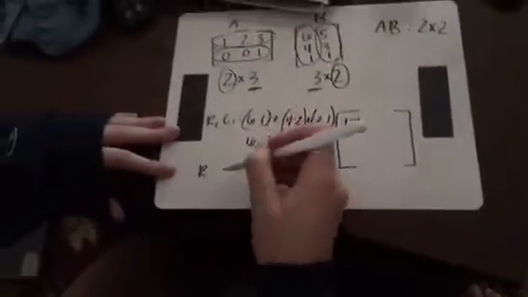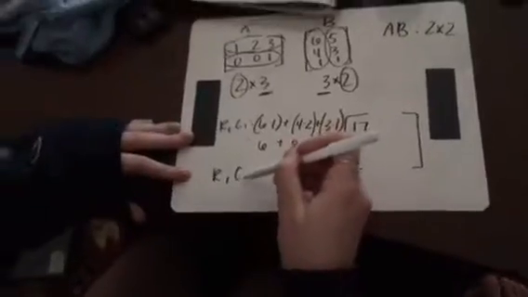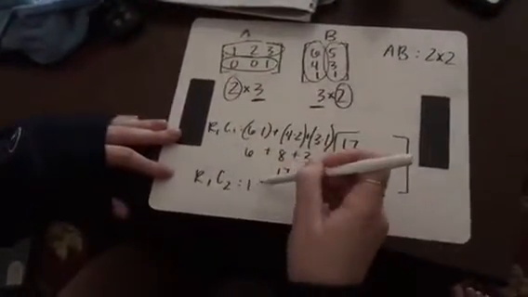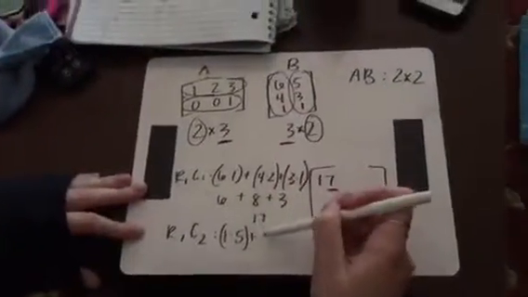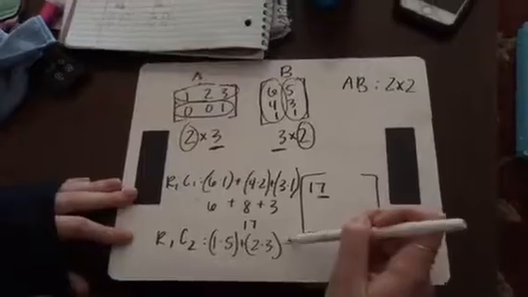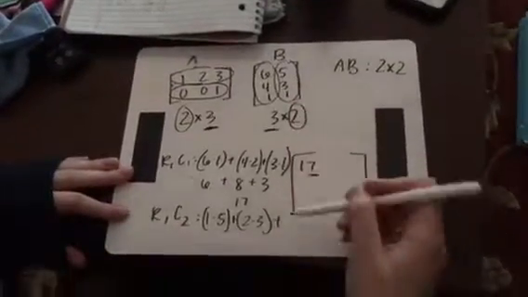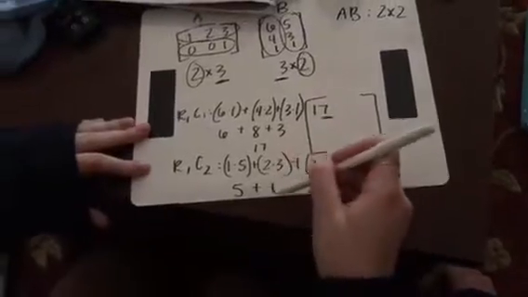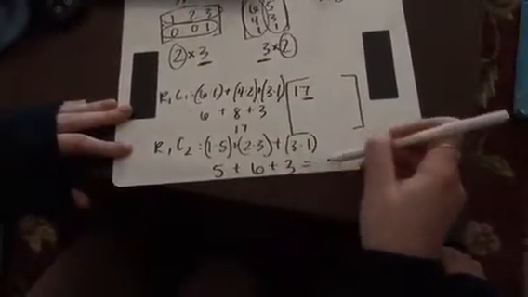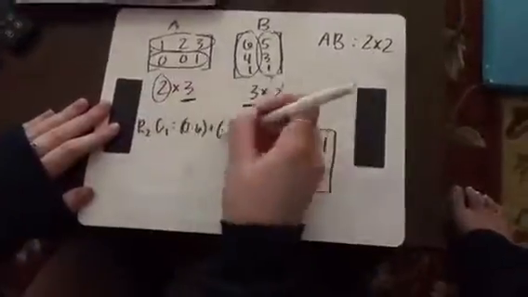Then you're going to do the same thing for each one. So row 1, column 2. We'll do 1 times 5 plus 2 times 3 plus 3 times 1. 5 plus 6 plus 3, which equals 14.